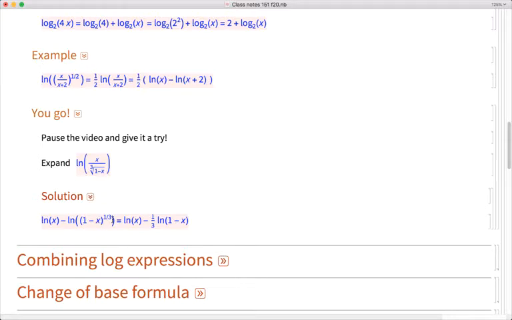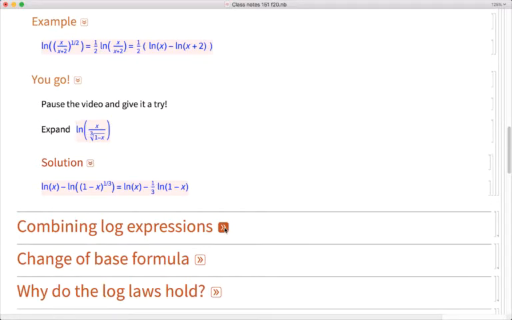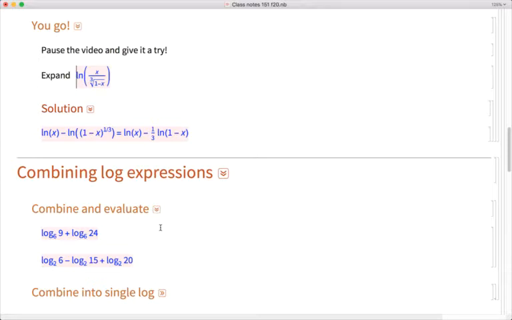And then the additional thing that we can do is bring the exponent down in front here. Okay, so that's the one direction. We split a single log into many, hopefully simpler logs. And the other direction is starting with several logs and trying to combine them into a single log.